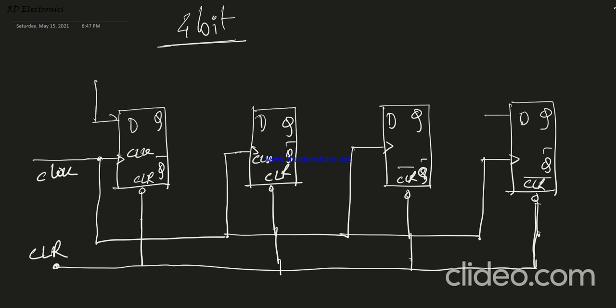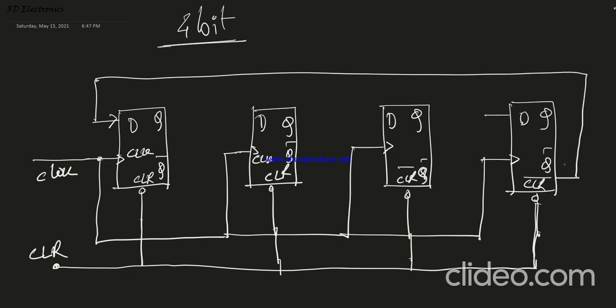The D input of the LSB, the least significant bit, is connected to the inverted output of the most significant bit. This output is connected to the next, this output is connected to the next, and this output is connected to the next. So this is the hardware schematic of the 4-bit Johnson counter.